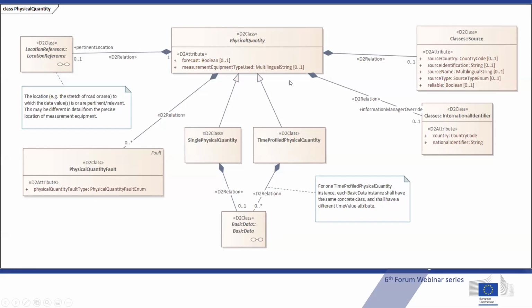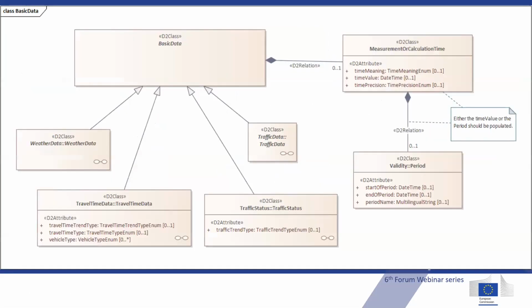If you just have a single time to give and you're giving it as soon as it appears, then you use a single physical quantity which just has one basic data. The physical quantity can have a location because it might be different from the measurement site that created the location, or indeed it could be an elaborated item which didn't come from a measurement site, and various other metadata.